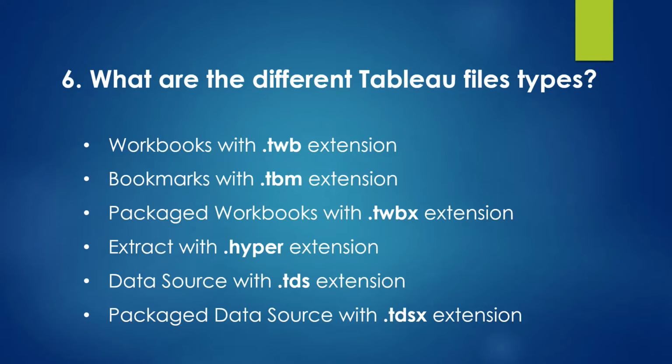So the sixth question is, what are the different Tableau file types? We have workbooks, bookmarks, packaged workbooks, extracts, data sources, and packaged data sources. As you can see here, each file has its own extension. For example, for workbooks we have TWB, for bookmarks we have TBM, for packaged workbooks we have TWBX, extracts can be TDE or Hyper, data source is TDS, and packaged data source is TDSX.